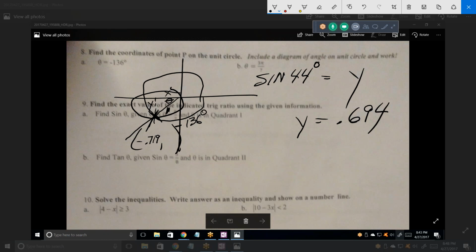In other words, anything that's going down is negative. If it goes up, it's positive. For the x, if it goes to the right, it's positive. If it goes to the left, it's negative. So this is what they want for an answer. When they want the coordinates of the point P, we need to use the sine and the cosine. It's always sine and cosine.